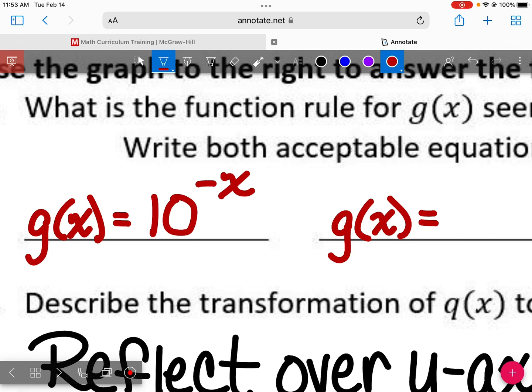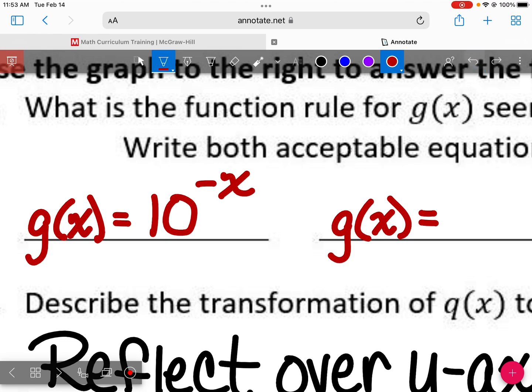The number absolutely cannot be a negative. The base is never allowed to be a negative number. What does a negative exponent do to the base? Turns it into a fraction.